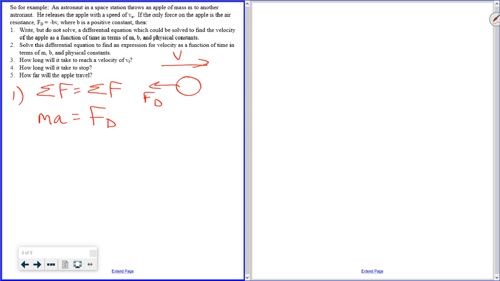So I'm going to make two substitutions. When I said every problem begins the same way, this is what I'm talking about. I'm going to replace acceleration with dv/dt. What does that mean in English? It's the derivative of velocity, right? Acceleration is the derivative of velocity. The reason I'm doing that is because I know my drag force depends on the velocity. So I'm going to replace drag force with negative b times v. Remember, b is just some random number. It's a fixed, constant number.